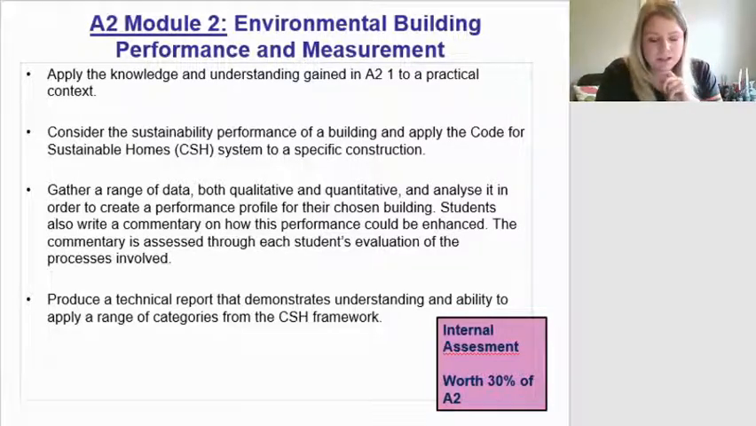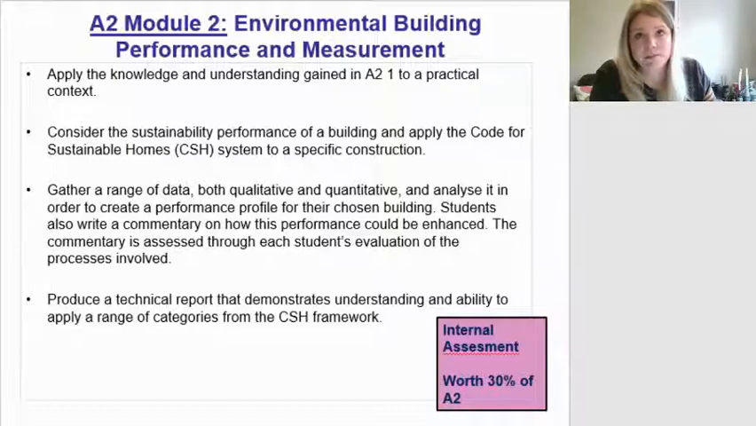So this one's actually quite similar to how a lot of engineers would end up working. So it's giving you a little taster of how your knowledge will be applied in real life if you do go on to work in this sort of industry.